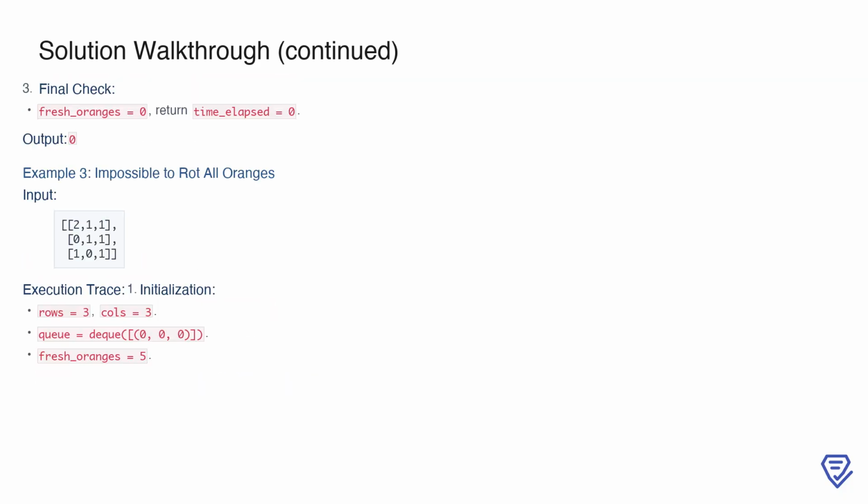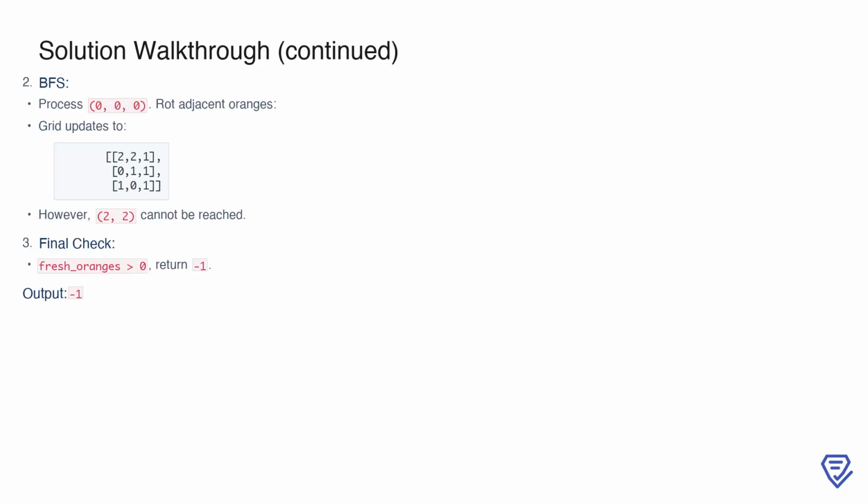In the second example, all the oranges in the grid are already rotten. During initialization, the queue contains all the rotten oranges, and the fresh orange counter is set to 0, because there are no fresh oranges. When BFS is executed, the queue processes the rotten oranges, but since there are no fresh oranges to rot, the grid remains unchanged. After the BFS, we find that the fresh orange counter is still 0, so the time elapsed is 0. This result makes sense because no additional rotting was required.